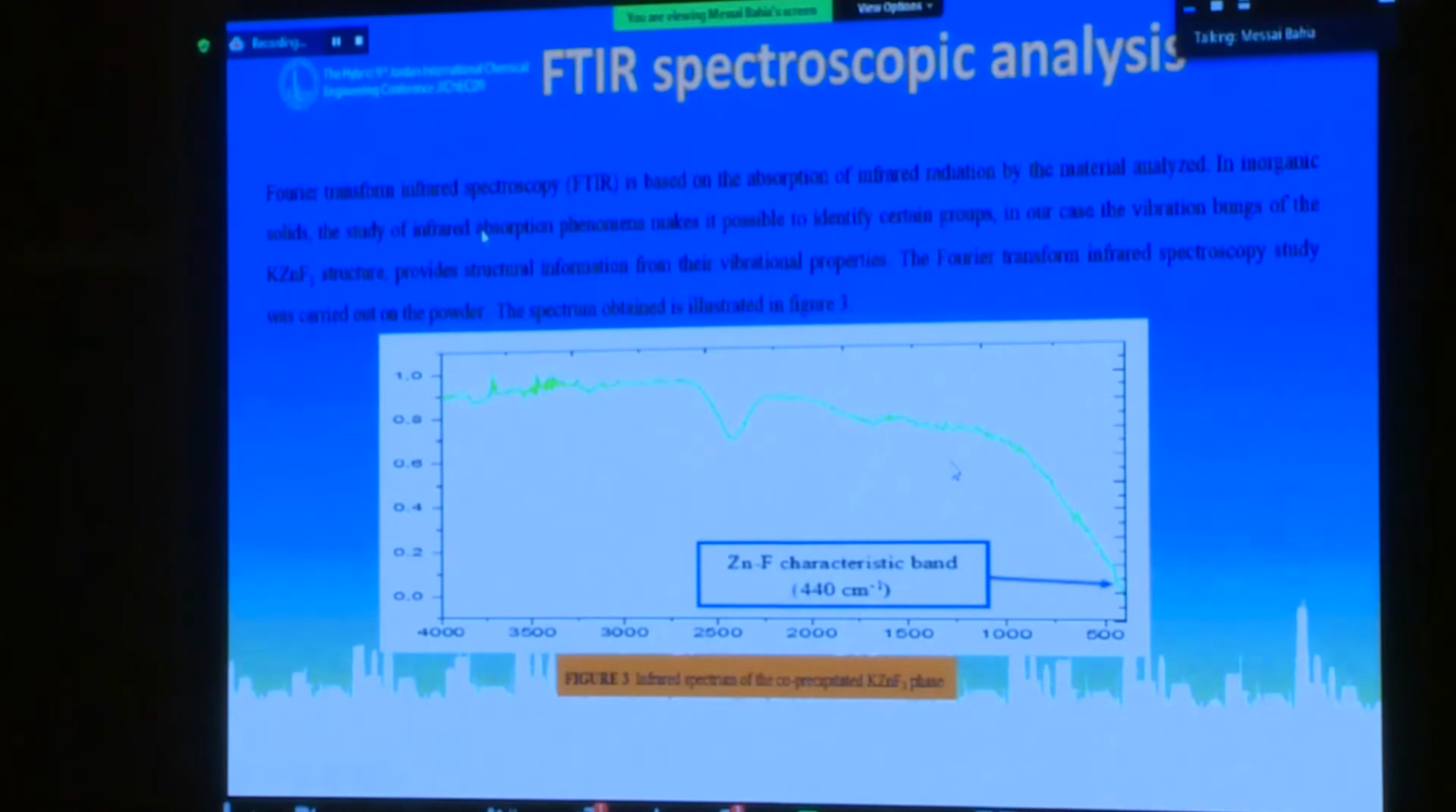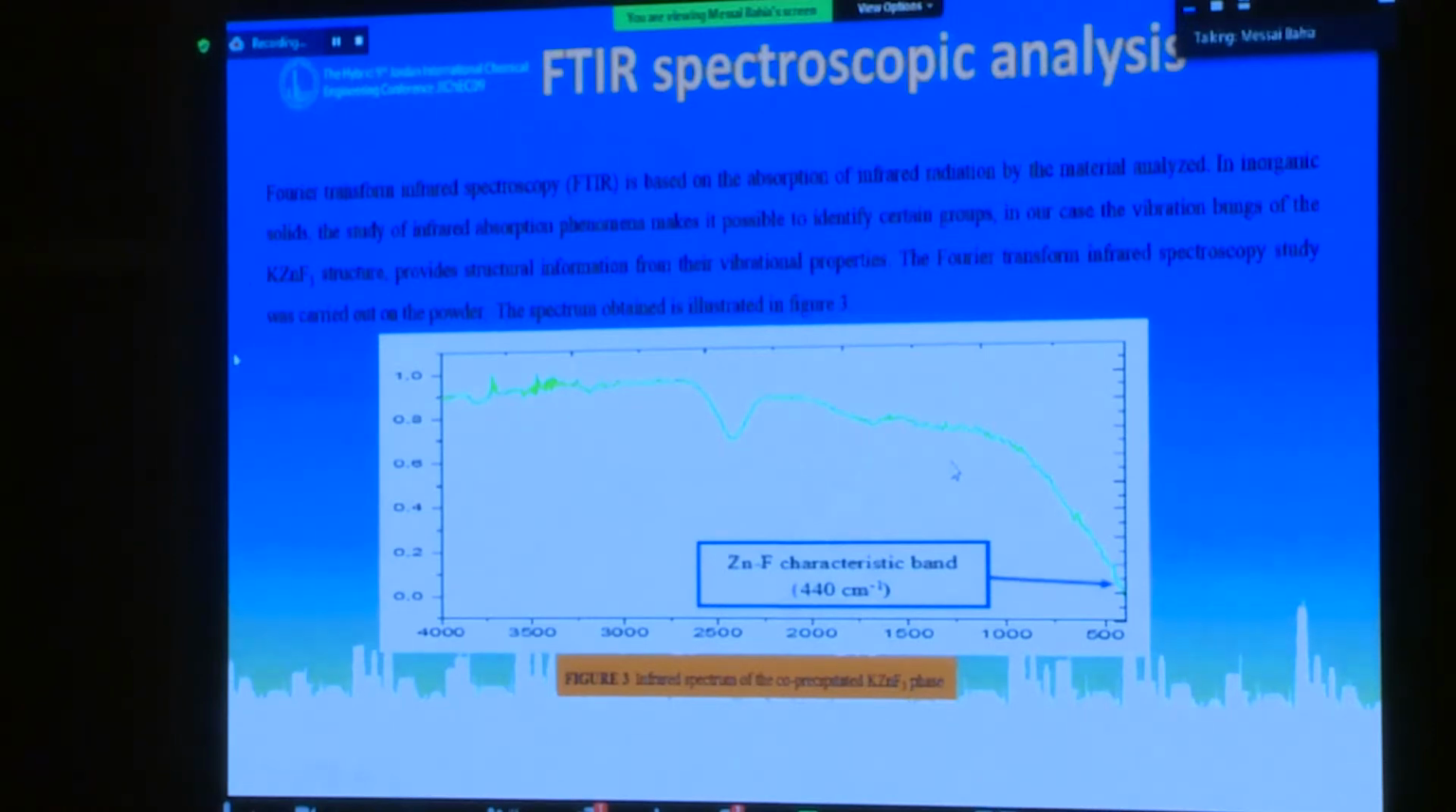Finally, we have the FTIR spectrum, which is shown in figure number 3. The FTIR is based on the absorption of infrared radiation by the material analyzed in inorganic solids. The study of the infrared absorption phenomenon makes it possible to identify certain groups. In our case, the vibration bands of the KZnF3 structure provide structural information from their vibrational properties. The FTIR spectroscopy study was carried out on the powder. As shown in figure number 3, we can see the vibration related to the band of Zn-F at 440.